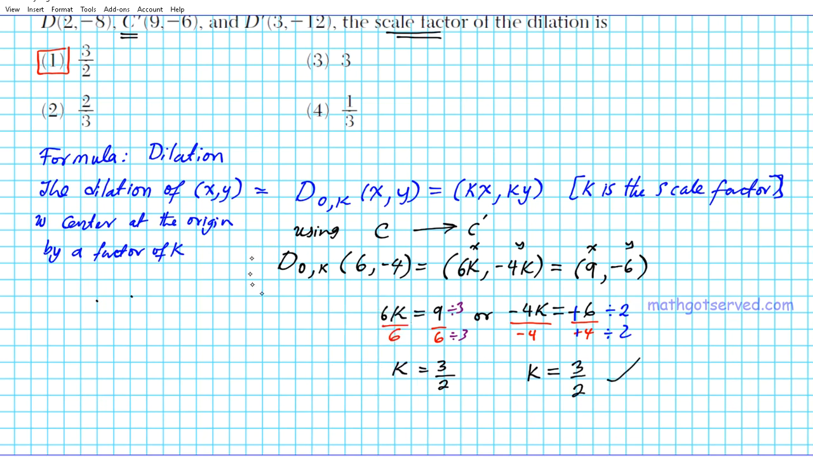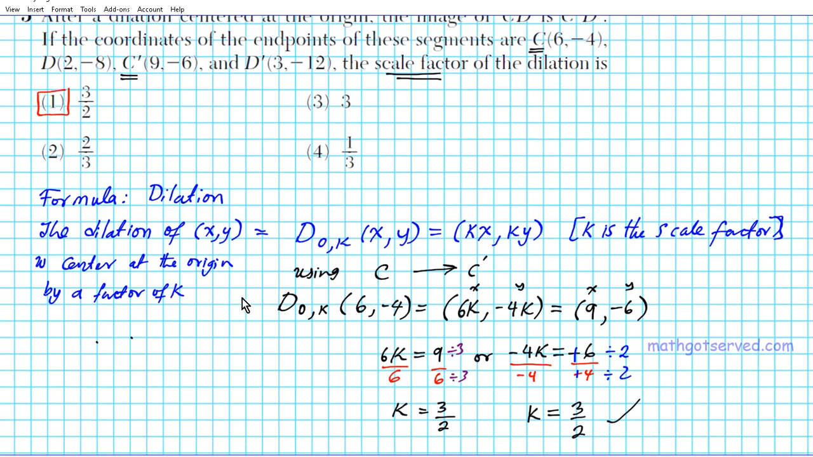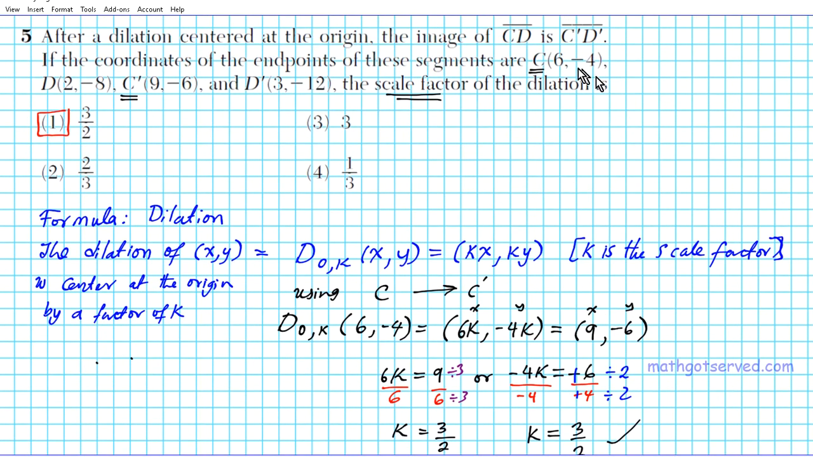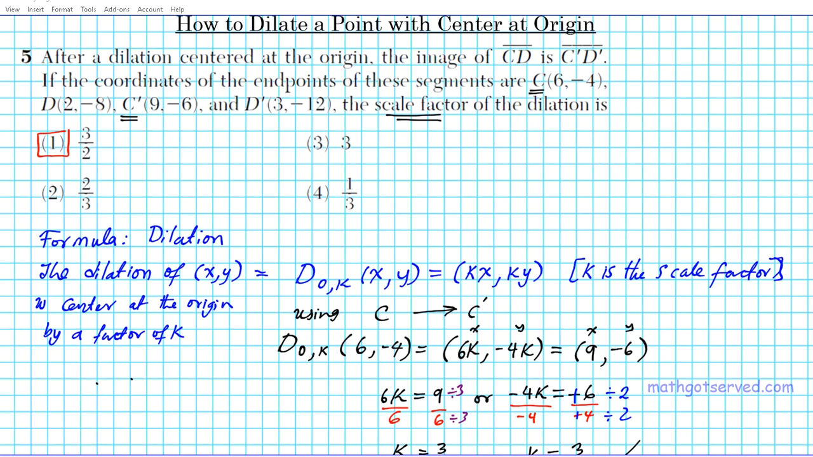It's just a reinforcement. So we see for certainty that the scale factor for dilating segment CD to segment C prime D prime is 3 over 2. Alright, so this is basically how you dilate a point with the center of dilation at the origin.